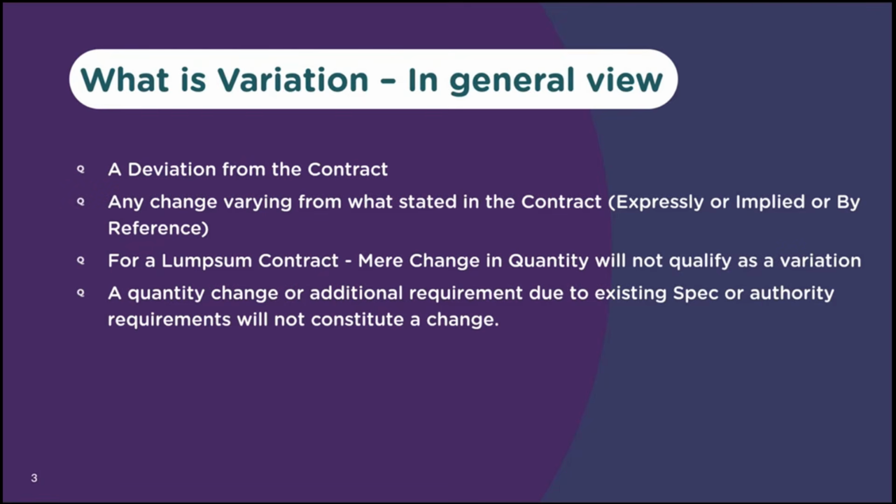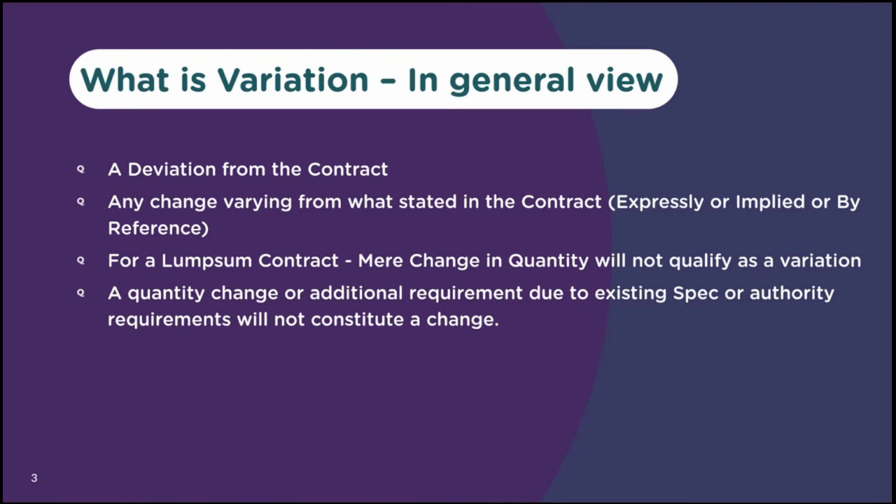So a deviation from a contract, for example, change in specification, change in scope, change in level, all that are a variation. Any change varying from what is stated in the contract. I'm repeating, any change varying from what is stated in the contract, be it expressly stated, be it impliedly stated, or stated by reference.